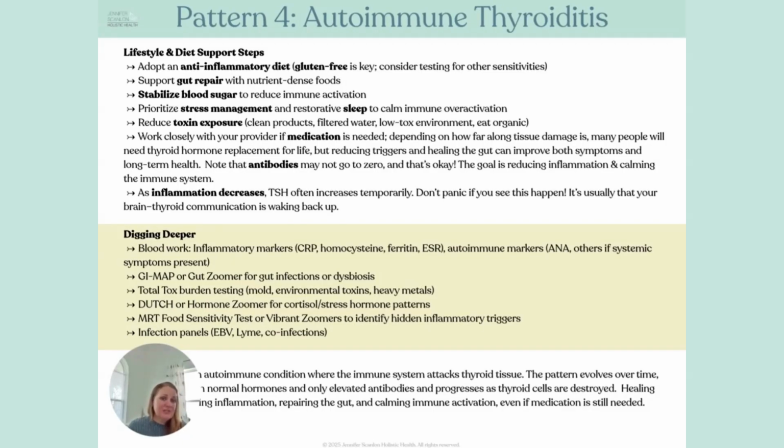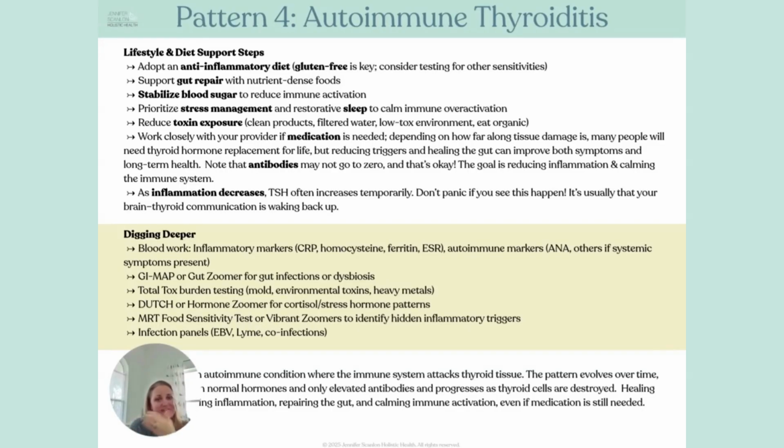The MRT food sensitivity test again, or the Vibrant autoimmune Zoomers to help identify some inflammatory triggers for your personal immune system. And then we can also look at some infection panels like Epstein-Barr and Lyme and co-infections to see if that's part of the issue that is triggering your immune system and keeping it so overactivated.